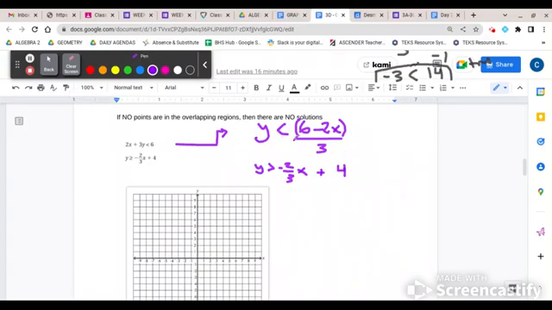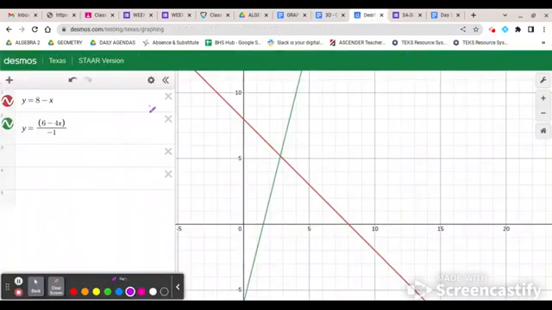All right, so we got the y by itself on the top one. Y is less than 6 minus 2x over 3. And we have y is greater than negative 2/3 x plus 4. So again, what we want to do is set these equal. So we'll graph them. So we'll go y equals 6 minus 2x over 3.